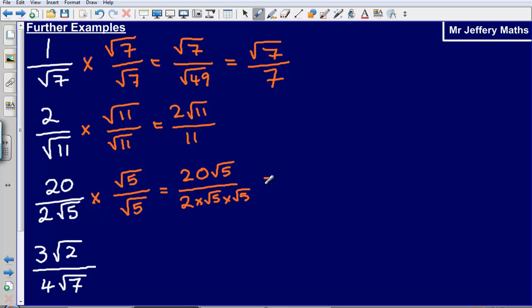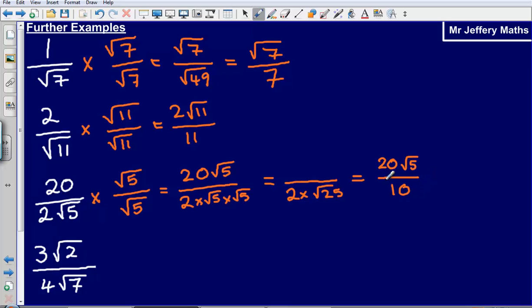Now, what does that mean? That means that I end up with, on the bottom, 2 multiplied by root 25, which means that on the bottom I end up with 2 multiplied by the square root of 25, which is 5. So on the bottom I just end up with 10, and then on the top we've still got 20 root 5.